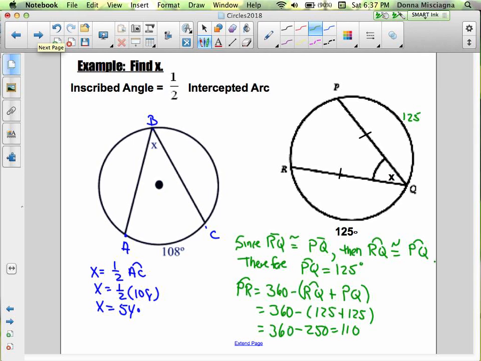All right, so now we know the measure of arc PR. I kind of ran out of room down there. I'll just put it up here. The measure of angle RQP, or PQR, or X there, is going to be equal to half of arc PR, because that's the intercepted arc. Right? If we follow the angle out, this is the intercepted arc between the sides of the angle. So that means that X is equal to half of 110, or 55 degrees.